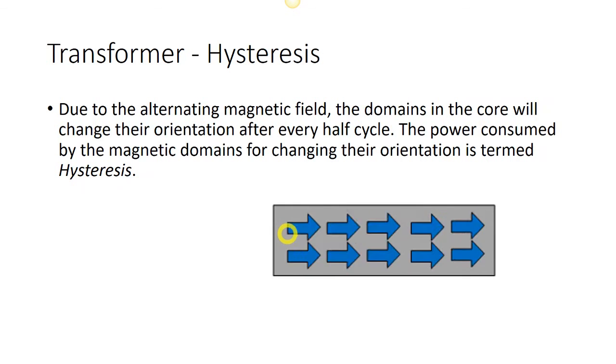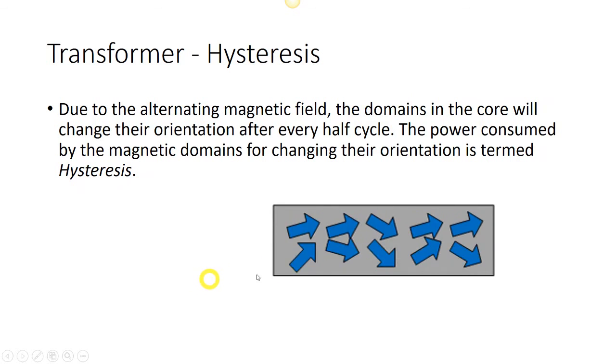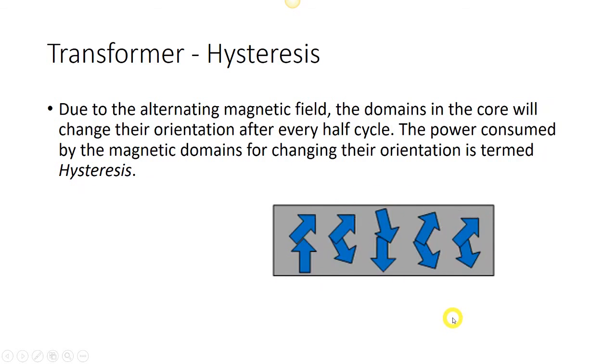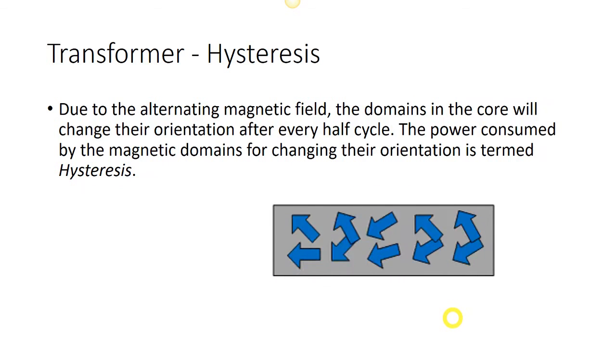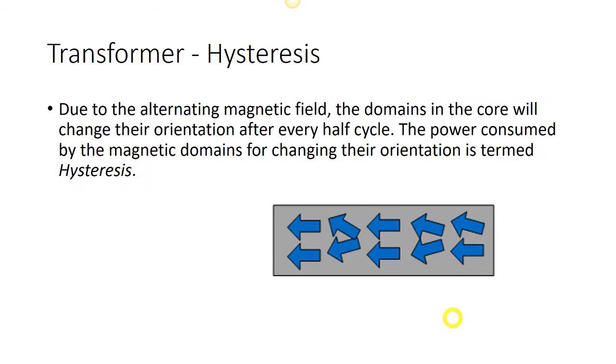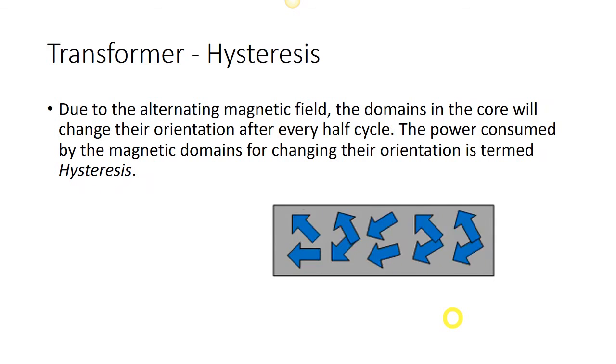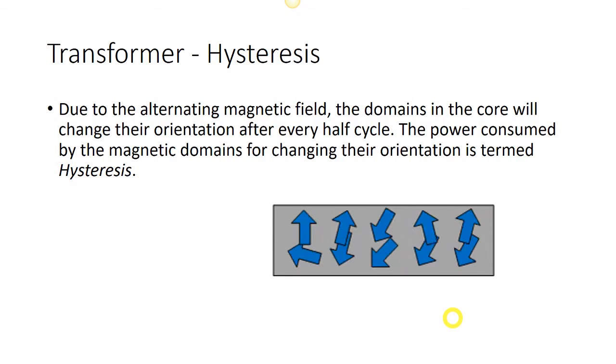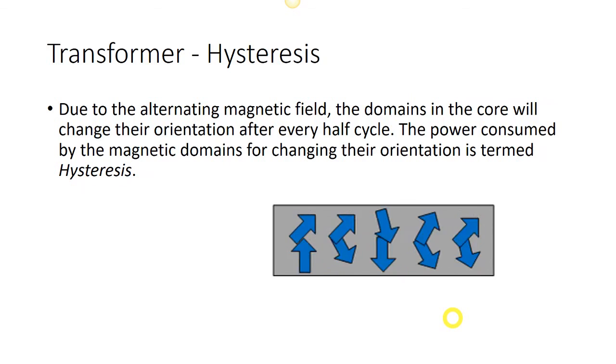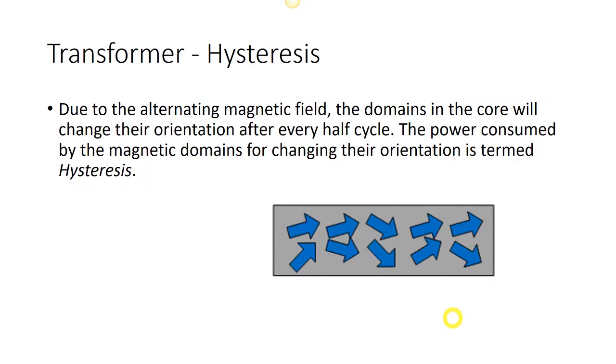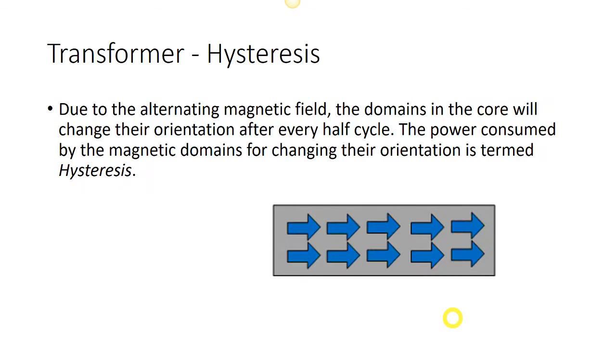Hysteresis. This is a little animation that I created for hysteresis. Remember, we use these blue arrows to depict a domain. And again, a review of the definition of a domain is just a collection of atoms that all of their poles are lined up and pointing north to south together. Well, if we take that domain of atoms and continually keep messing with it back and forth and back and forth, there's going to be just a certain amount of resistance that the core is going to have to wanting to change.